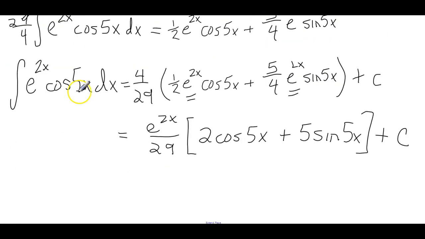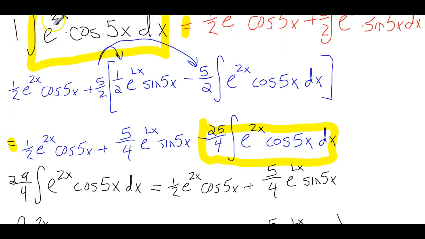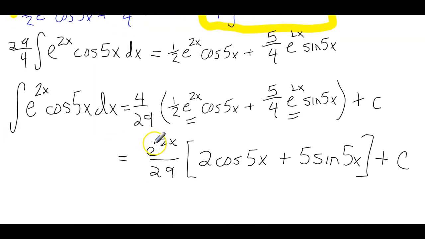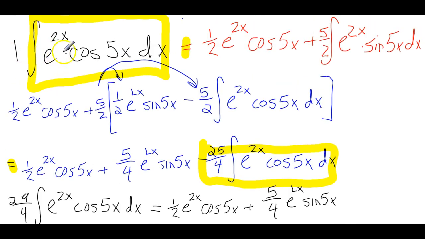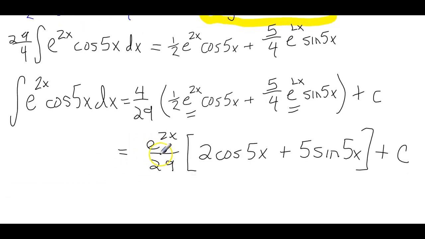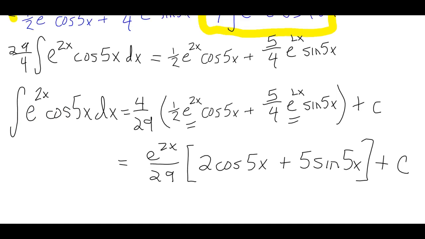If you look, this would be the same thing that we would get from the table. The 4 there is coming from the 2 on e to the 2x squared. All right, and then the 29, that is the a squared plus b squared, the 2 squared plus the 5 squared. 2 squared is 4, 5 squared is 25, 4 and 25 adds to 29. All right, and then you can go through and see that you'd get the same thing if you use the table. But that's where the formula is coming from. It's coming from integration by parts.